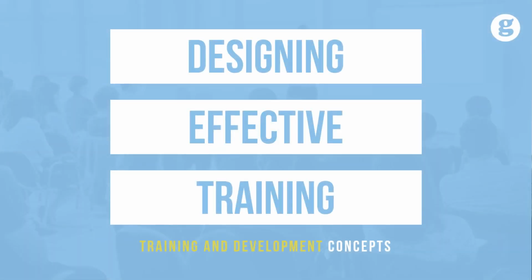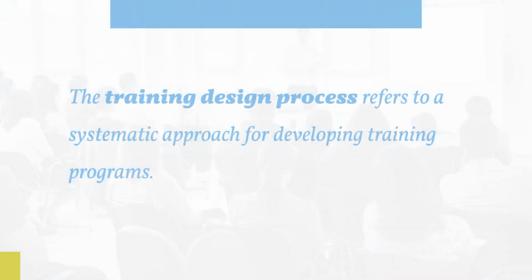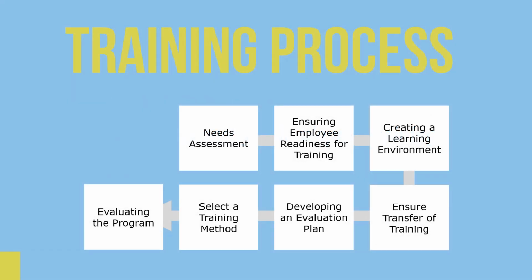Let's take a look at designing effective training. The training design process refers to a systematic approach for developing training programs. This figure represents the 7 steps in the process. Step 1 is a needs assessment, which is necessary to identify whether training is needed.